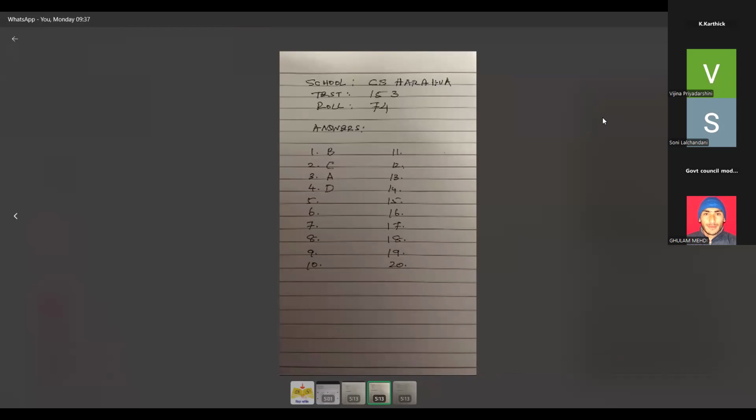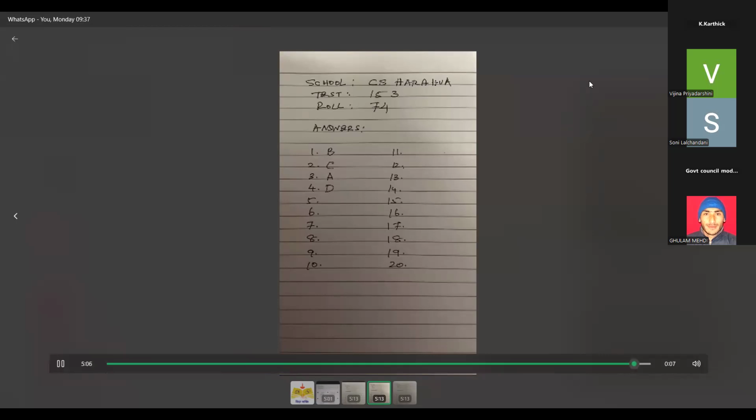These answers and names I have given only for examples. You should write the actual ones when the test is going on. Thank you. All the best.